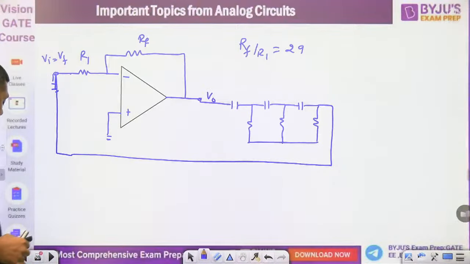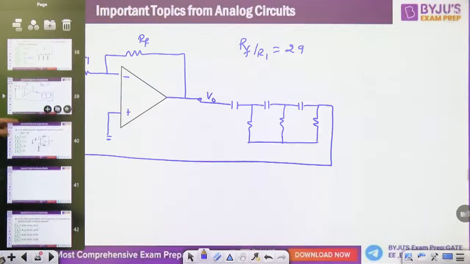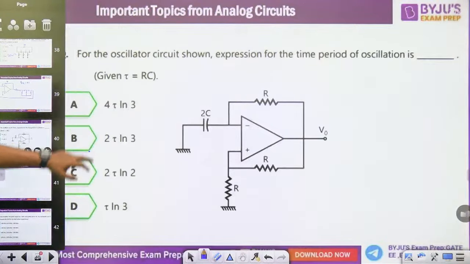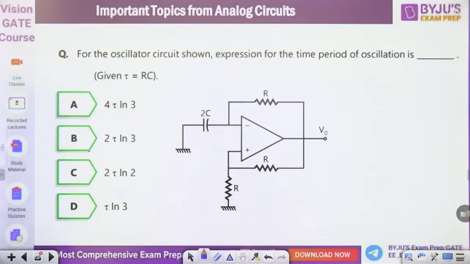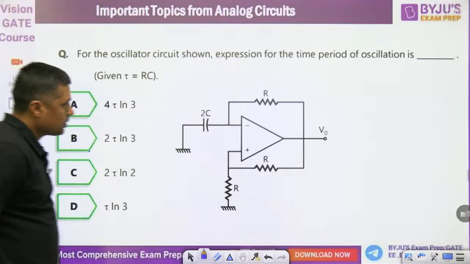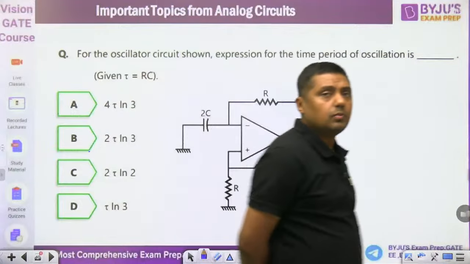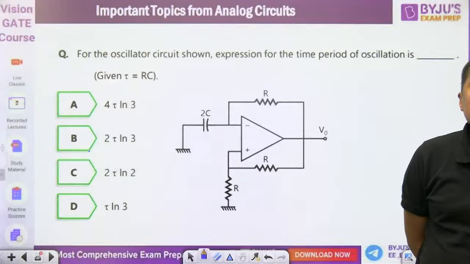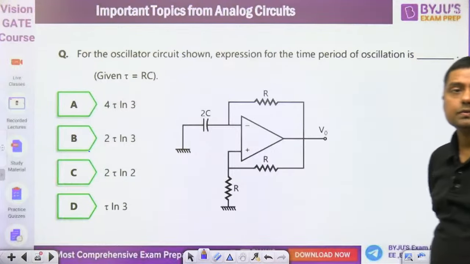Okay then, the next one. Tell me. For the oscillator circuit shown, the expression for the time period of oscillation is. Again, it is an astable multivibrator.